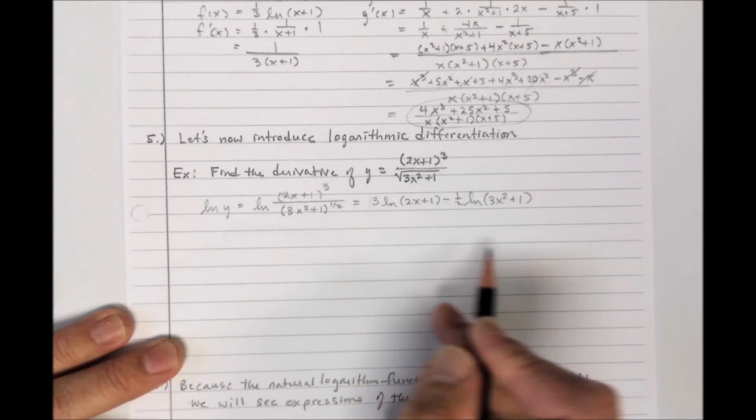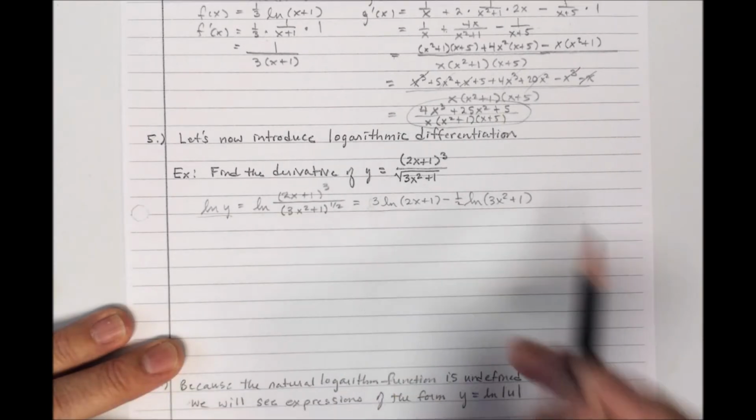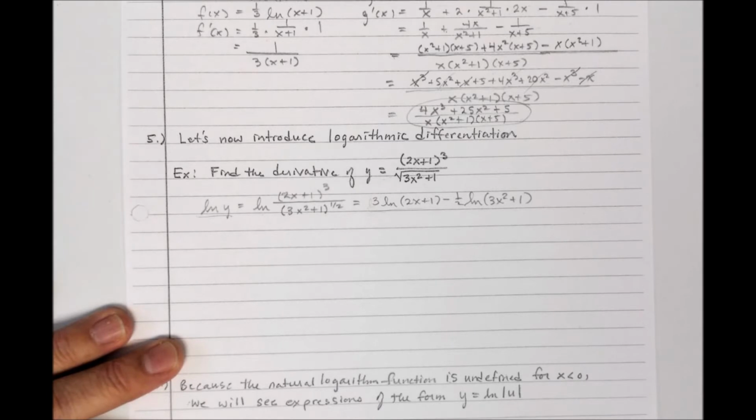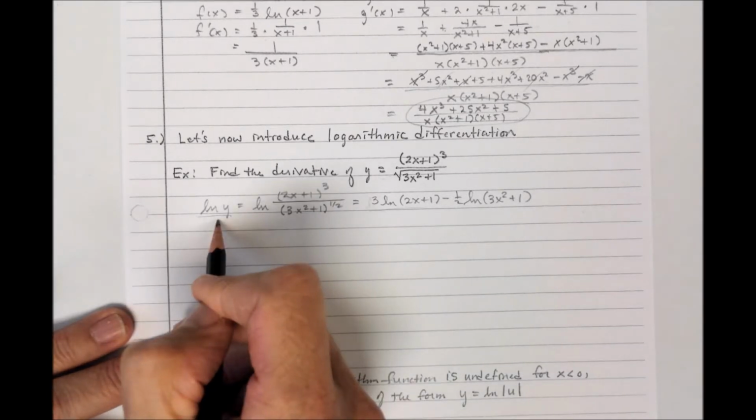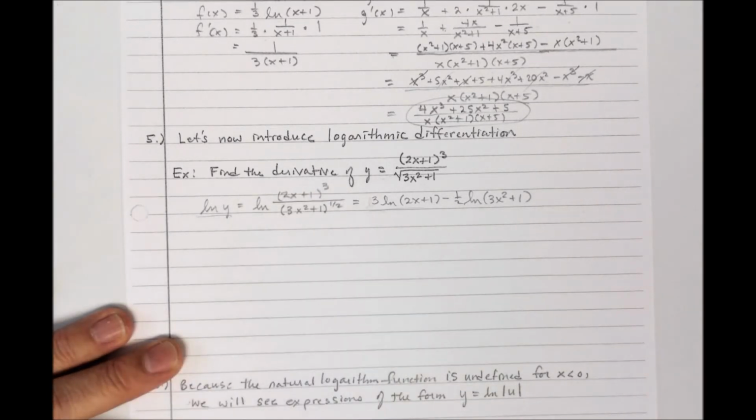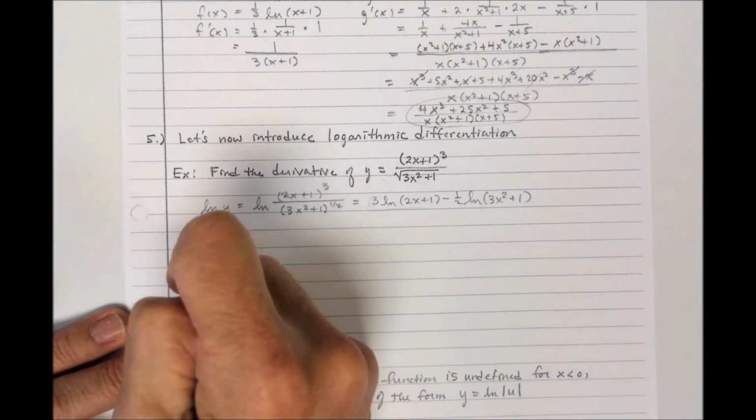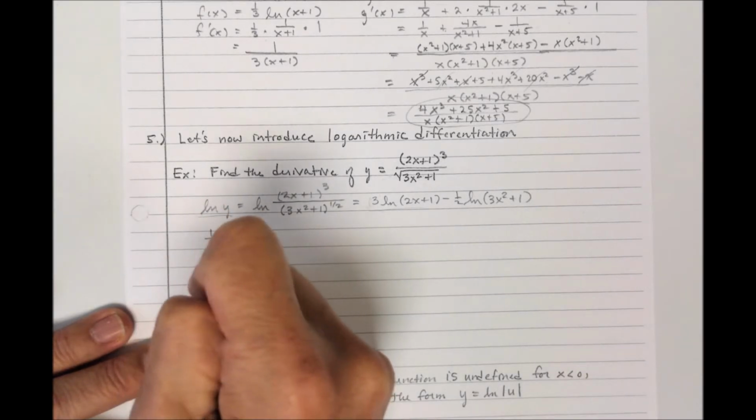So now I have this equals this, and I have to take the derivative of both sides because I want dy dx. So the derivative on the left, because it's in terms of y, I have to use implicit differentiation, which would be 1 over y times dy dx.